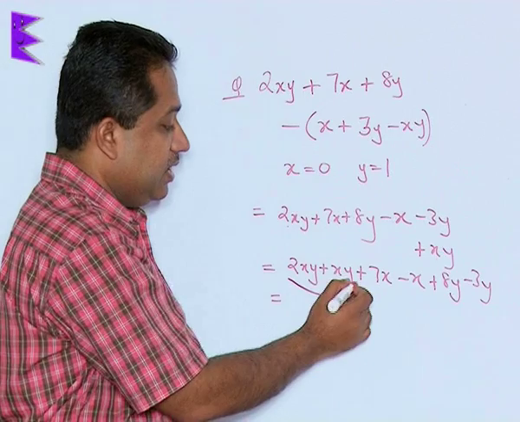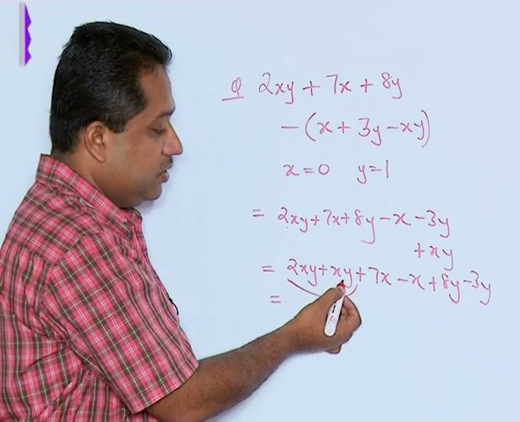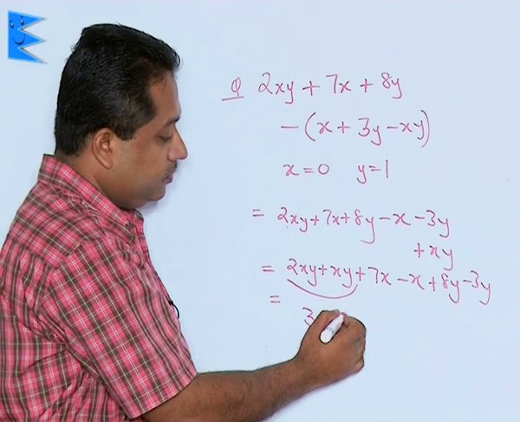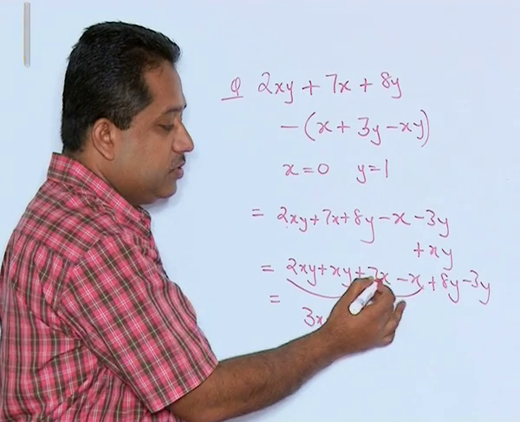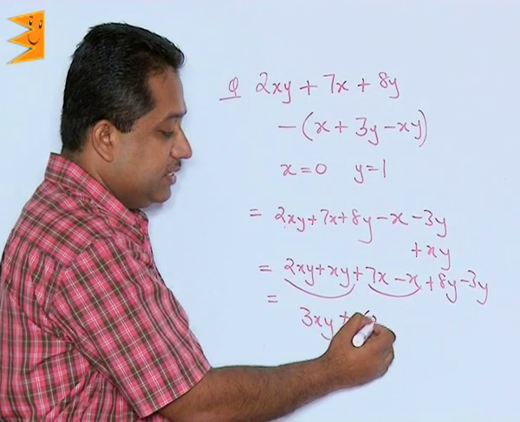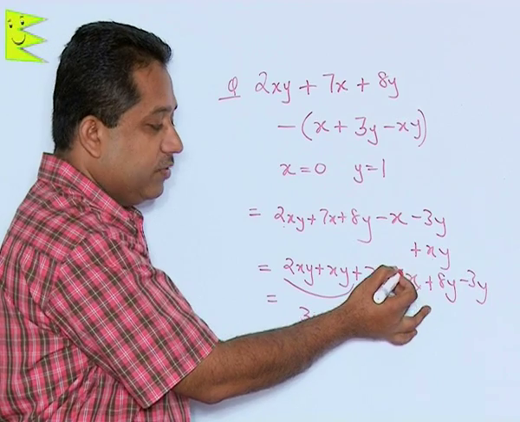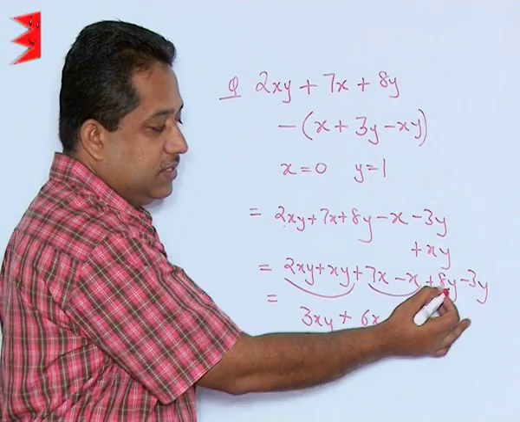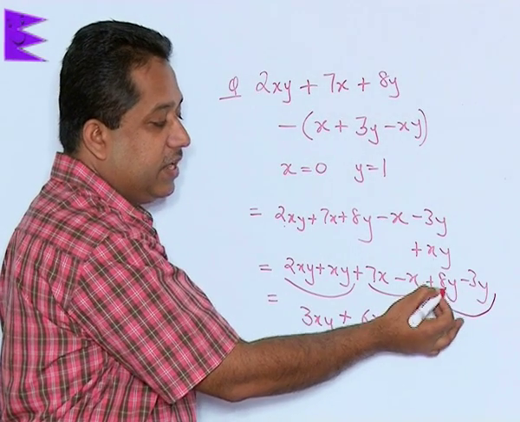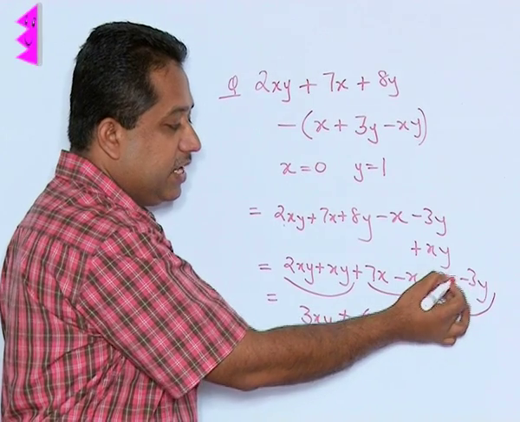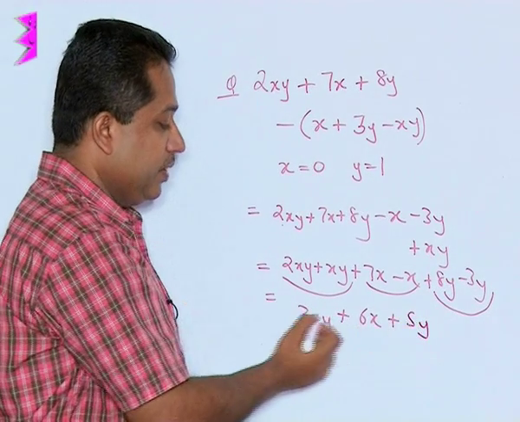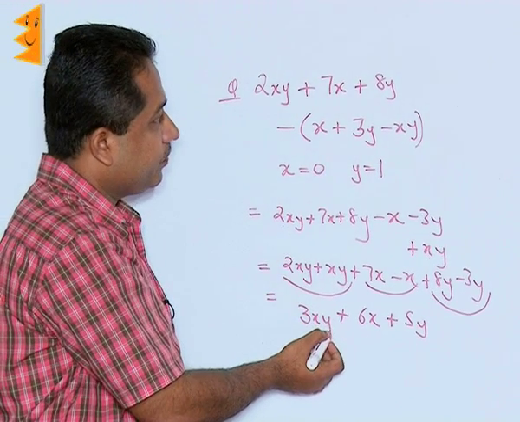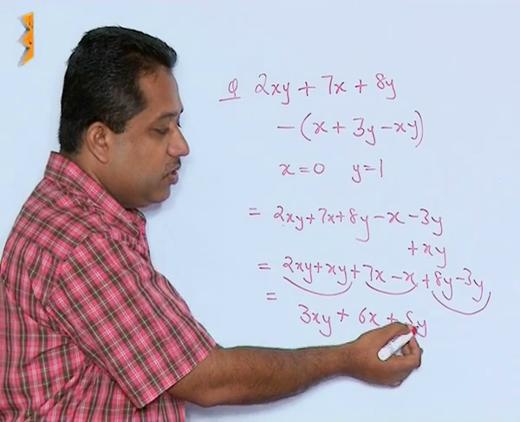So 2xy and xy are like terms. xy means it is 1xy. So this is going to give us 3xy plus, these are like terms now, 7x minus x is going to give us 6x, because again the coefficient of x is 1. So 7x minus 1x gives us 6x, plus the last term 8y minus 3y, they are like terms, so this can be subtracted. 8y minus 3y, we are going to get 5y. So we have simplified this question and we've got the result as 3xy plus 6x plus 5y.